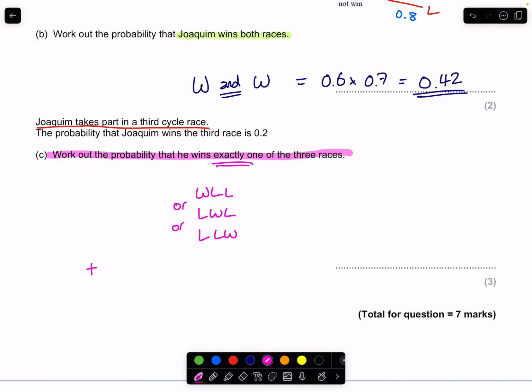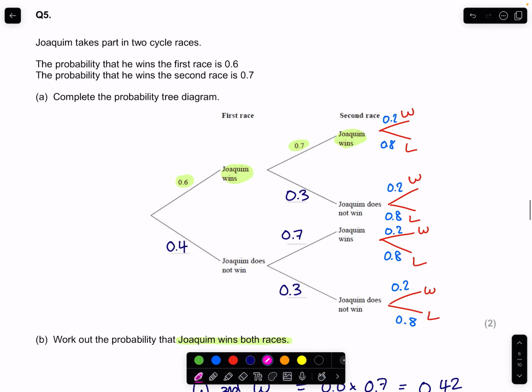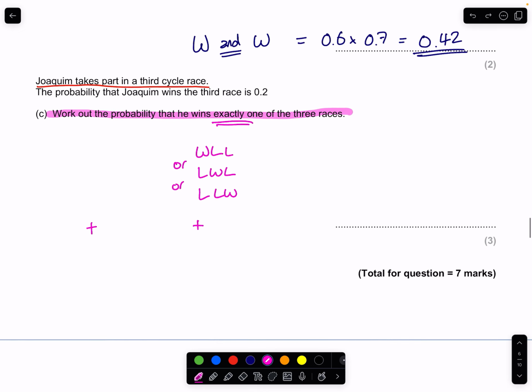Win-loss-loss first of all. If we look at this, we have a win here, a loss here, and a loss here, involving the numbers 0.6, 0.3, and 0.8. So we have 0.6 times 0.3 times 0.8 for that. We can't just take this and times it by 3 to get the other 2 options, because these are not equally likely. So we have to go through the multiplying for the other ones.